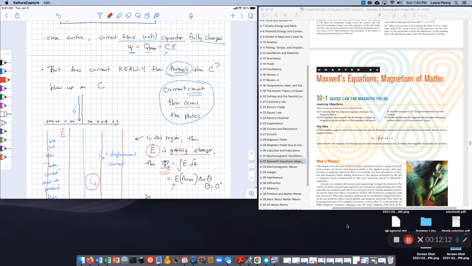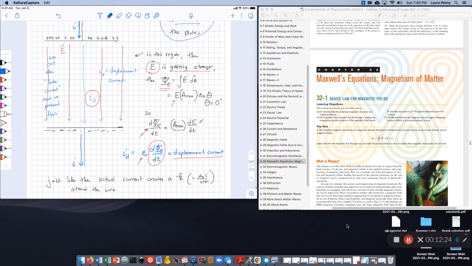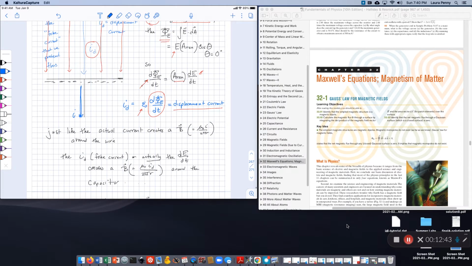There's a real current that is delivering, if we pretend positive charges are the things that move, positive charges to the top plate from the positive of the EMF. There's a current moving away from the negative plate, which is removing positive charges from that side towards the EMF. But in between, we don't have real current, but what we do have is an increasing electric field. And so that's sometimes called the displacement current. It's not a real current.